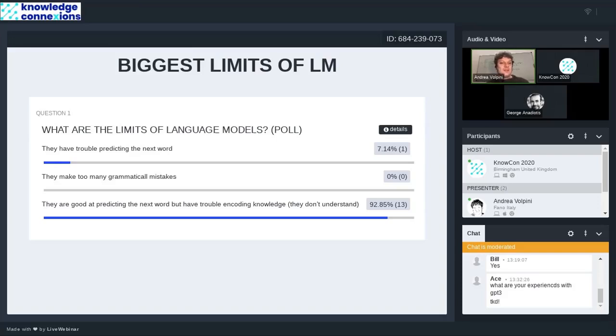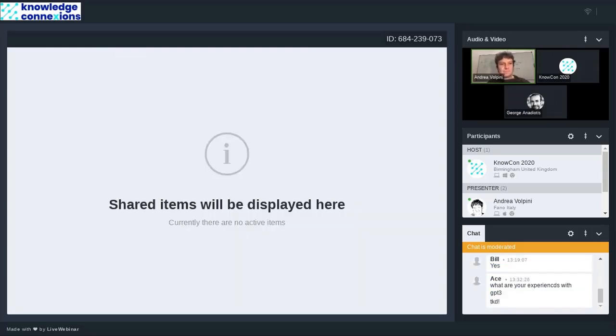So what are the limits of today's language models? They are good at predicting the next word, but have trouble in encoding knowledge because they don't understand really what we're talking about. So that's a little bit the lesson learned so far about generating content with language models. All right, so I will resume the presentation.